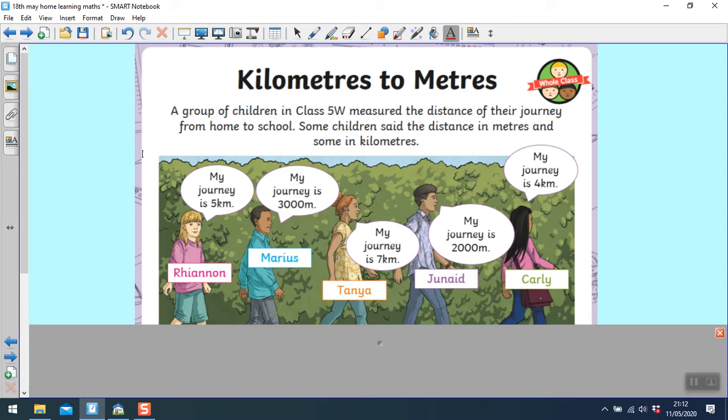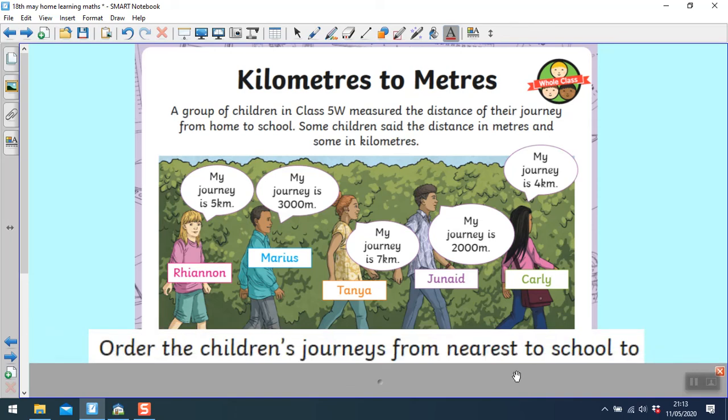A group of children in class 5W measured the distance of their journey from home to school. Some children said the distance in metres and some said it in kilometres. Rhiannon said, "My journey is 5 kilometres." Marius said, "My journey is 3,000 metres." Tanya said, "My journey is 7 kilometres." Junaid said, "My journey is 2,000 metres." And Carly said, "My journey is 4 kilometres."